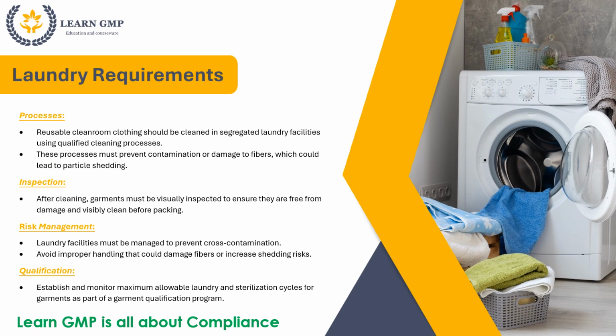Laundry requirements. Processes. Reusable cleanroom clothing should be cleaned in segregated laundry facilities using qualified cleaning processes. These processes must prevent contamination or damage to fibers, which could lead to particle shedding. Inspection. After cleaning, garments must be visually inspected to ensure they are free from damage and visibly clean before packing.